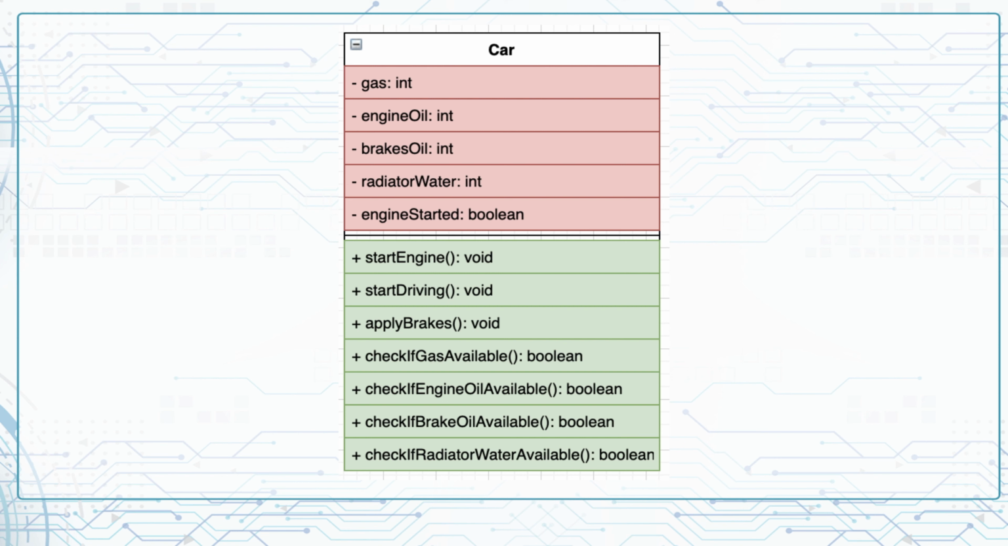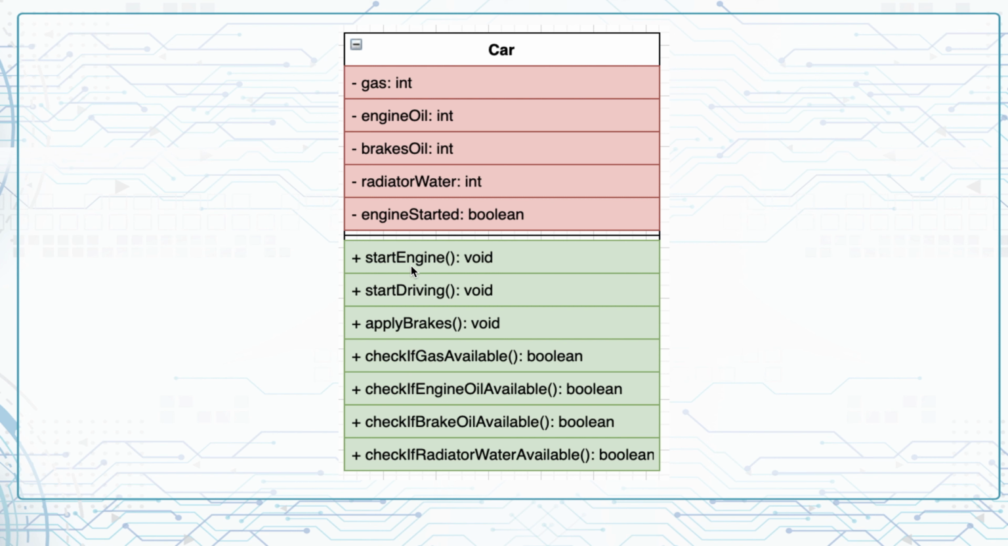Now we build this example without implementing the abstraction principle. On the side of methods, we have start engine, start driving, apply brakes, check if gas available, check if engine oil available, check if brake oil available. As you can see, a lot of methods. And from the point of view of the user, if you want to drive the car, you only need to know how you start the engine, how you start driving, and how you apply brakes. You don't need to understand how the start engine works inside.